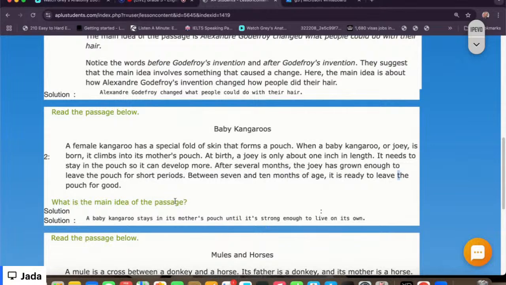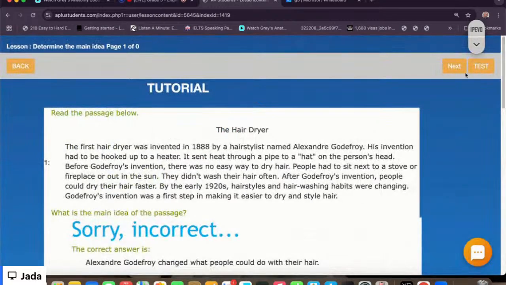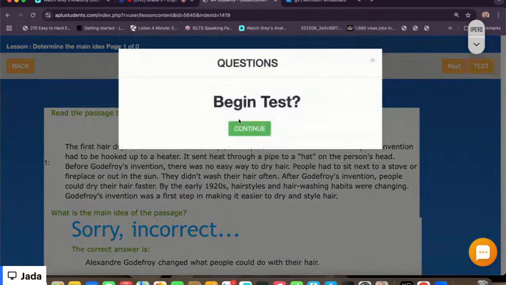Now, what is the main idea about this passage? It is about a baby kangaroo that stays in its mother's pouch until it is strong enough to live on its own. So that's like the main idea. You're able to figure out what this whole passage is all about. Okay? So we'll move on to the test.